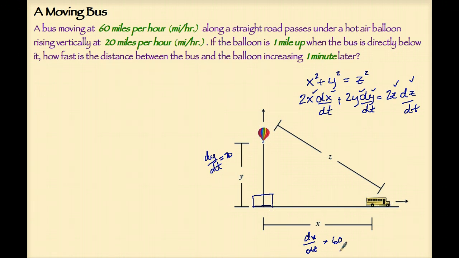If the bus is traveling at 60 miles per hour, that means it's moving at 1 mile per minute. So from this position to this position, it had moved 1 mile. Therefore, x is 1. When the bus was directly below the balloon, the height of the balloon was 1. Since it's traveling at 20 miles per hour, that means the balloon is traveling 1/3 of a mile in a minute. So 1 plus 1/3 of a mile that the balloon traveled in that 1 minute means that now the height of the balloon is 4/3.